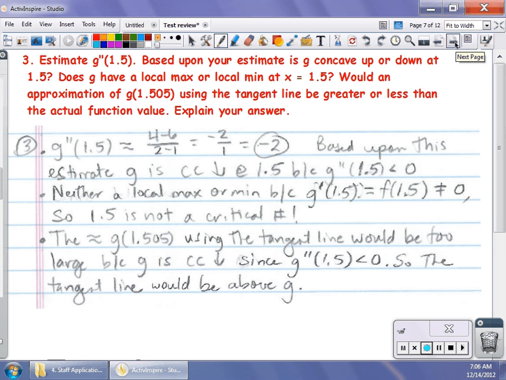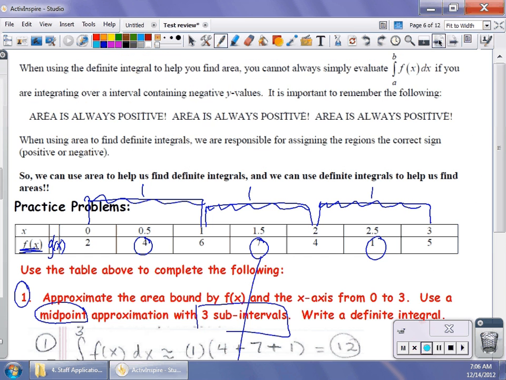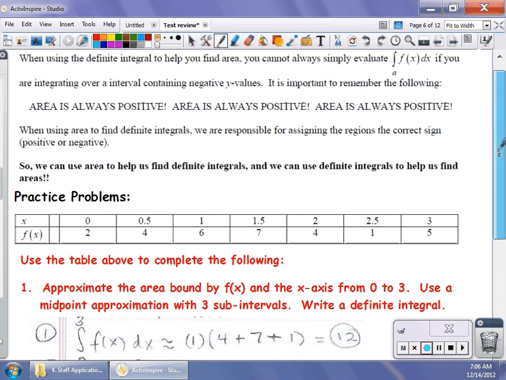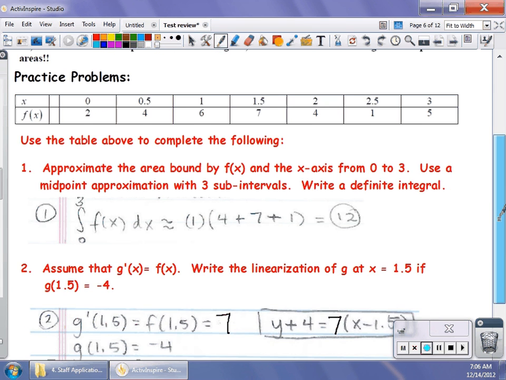In problem number 3, it's going to go back to the table, so I'll turn back in just a second. It tells us to estimate the second derivative at 1.5. So let's go back and take a look at that. Let me get rid of all this. There we go. So we're estimating the second derivative at 1.5.